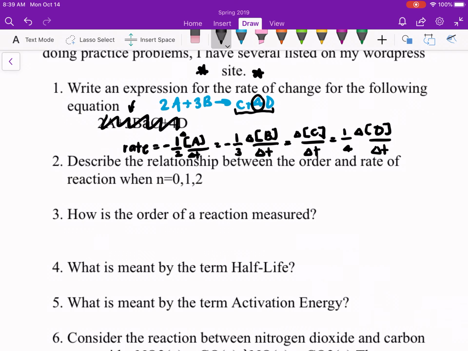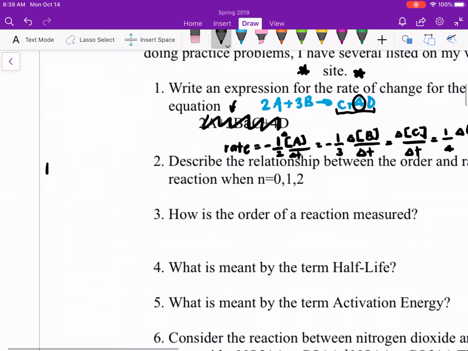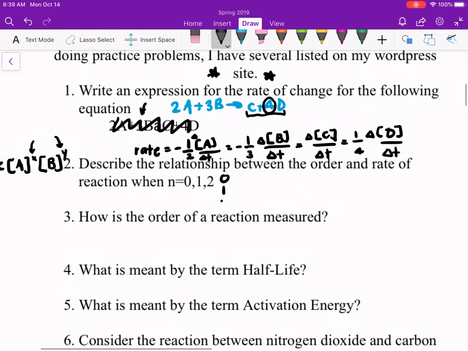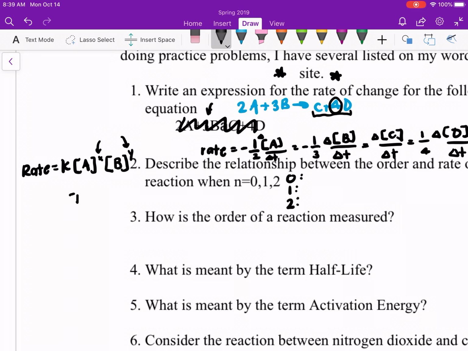So number 2 is when you start having the relationship between order and the rate of reaction. I think it's helpful to write out the rate law, which is rate equals k times A to the x, and B to the y, right? These are our orders, and they tell us how a change in concentration affects the rate. So 0, 1, and 2. Anything to the 0 is going to be equal to 1. Raise 1 to the 0, that's 1. Raise 2 to the 0, that's 1.